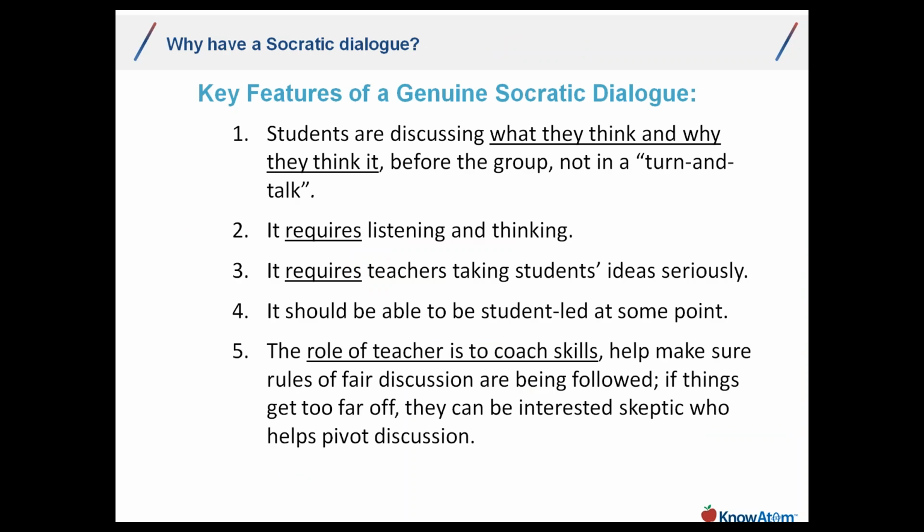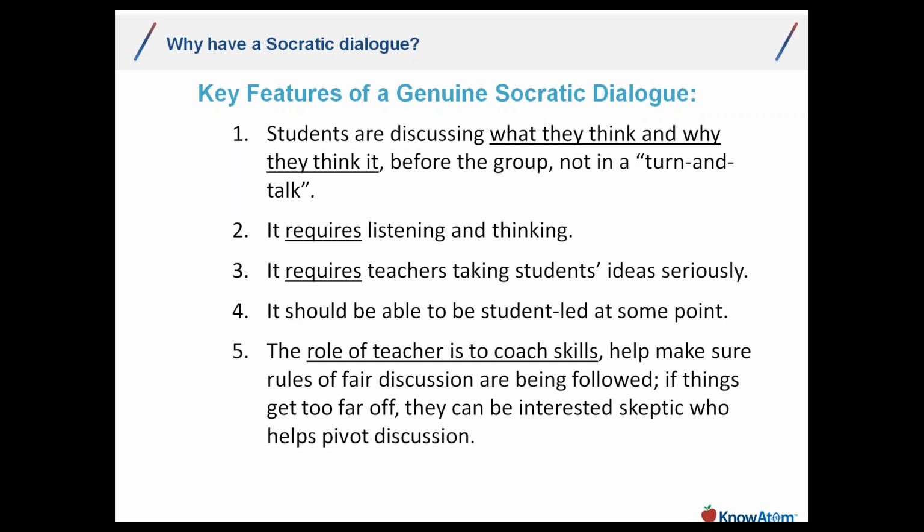So, key features of a genuine Socratic dialogue. I'm trying to break this down; there are many telltale signs of a genuine Socratic dialogue, but these I think are the 5 most important. First of all, students are discussing what they think and specifically why they think it. And they're doing it as part of a group discussion, not as part of an individual turn and talk. And what's important is that this is an opportunity for formative assessment.